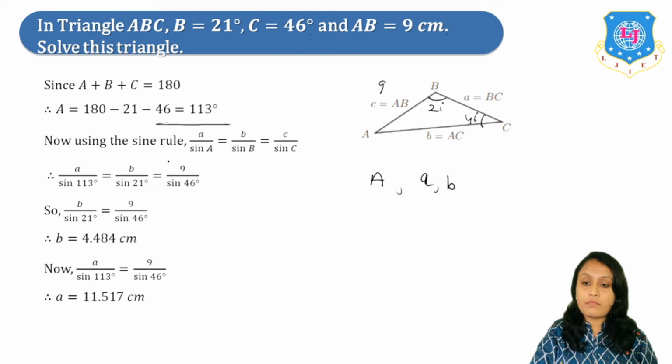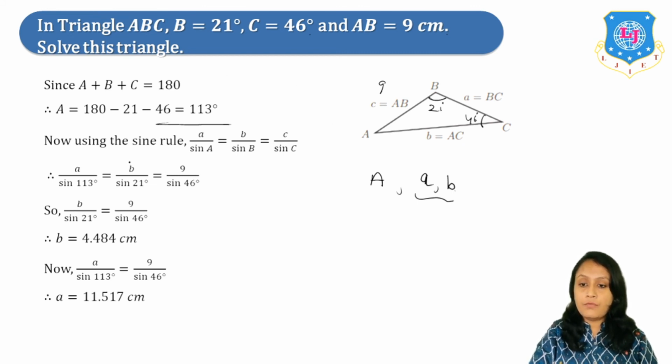Now we'll use the sine rule to find the values of a and b. So the sine rule is a upon sine A is equal to b upon sine B is equal to c upon sine C. Keep a, b as it is. In place of A we'll write 113 degree, in place of capital B we'll write 21 degree, and this is 46 degree. c is given to us, that is 9, so we'll write over here.